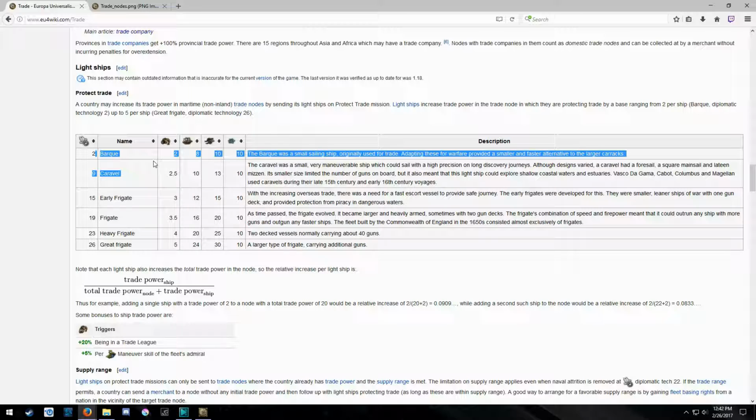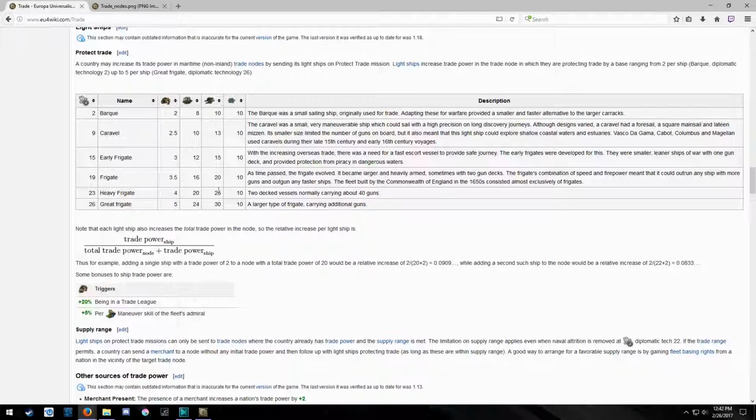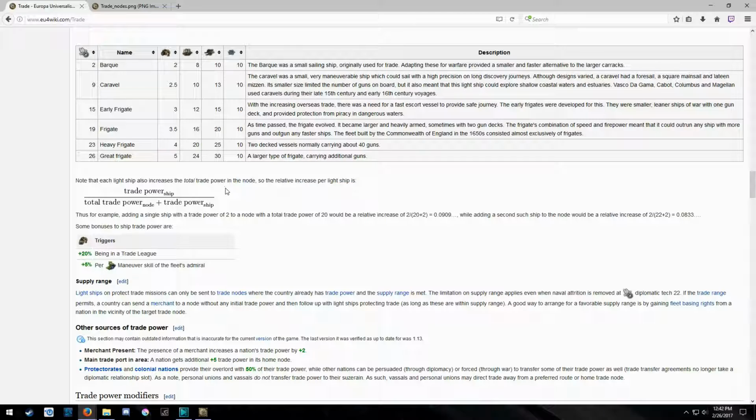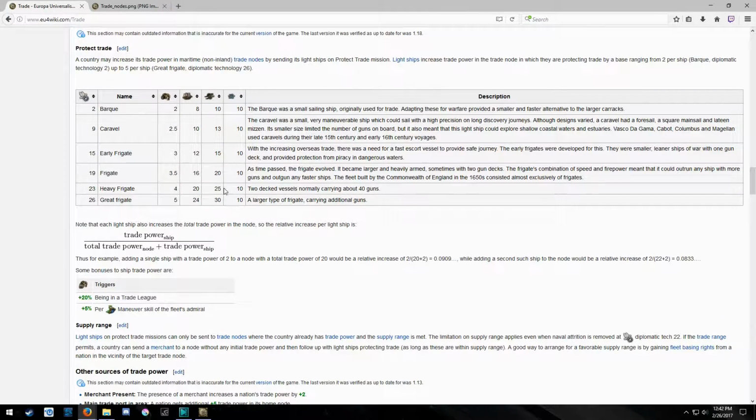in the base game you have to rebuild your ships. So you have to get rid of your barks, convert to caravels, get rid of your caravels, convert to build new frigates, and then break frigates, heavy frigates, and then great frigates. There is a DLC that makes that a little bit easier. When we get to that DLC, I will explain it.